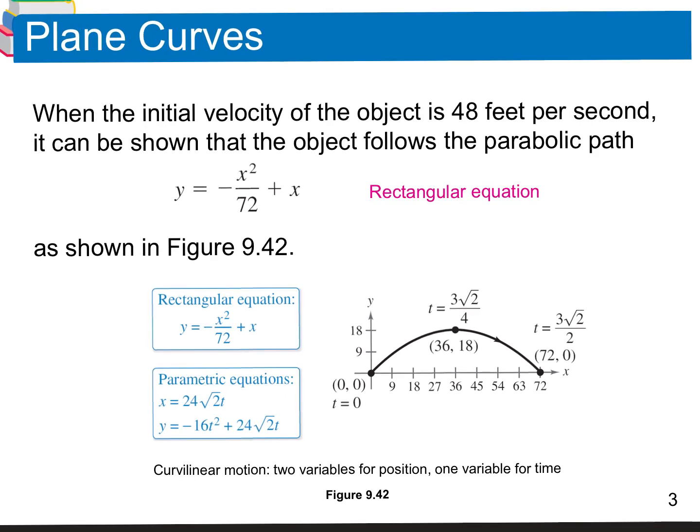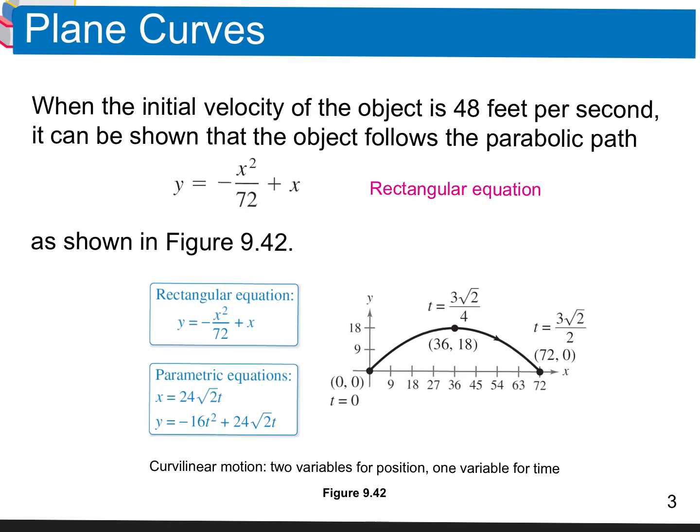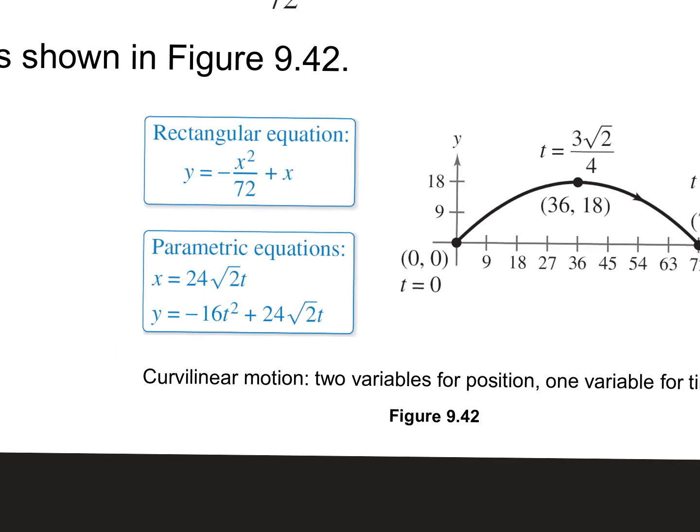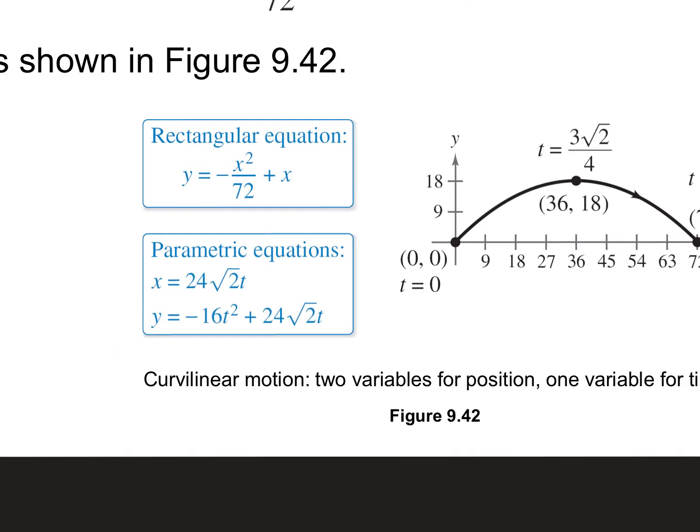So, a lot of times you'll see a problem like this. When the initial velocity of an object is 48 feet per second, it'd be shown that the object flows at this parabolic path. So you would plug in stuff for your x and your y and figure that out. These are parametric equations. Notice in these parametric equations, do you guys see the x and the y? And what do they both have in them? T, all right? This is all in regards to time.